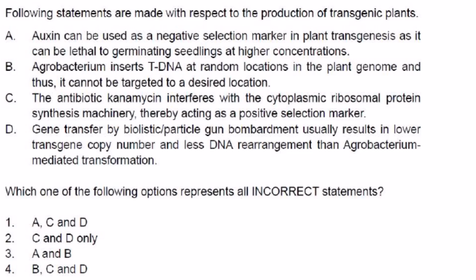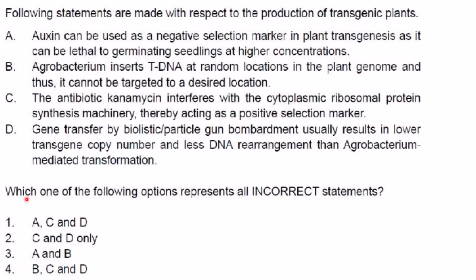Then next one. Following statements are made with respect to the production of transgenic plants. Auxin can be used as a negative selection marker. Okay, now what is this positive selection marker and negative selection marker in transgenics? Positive selection markers, you all know, are used to select transformed cells from untransformed cells. So you have got an antibiotic resistance gene like NPT2, and NPT2, you know, confers kanamycin resistance.